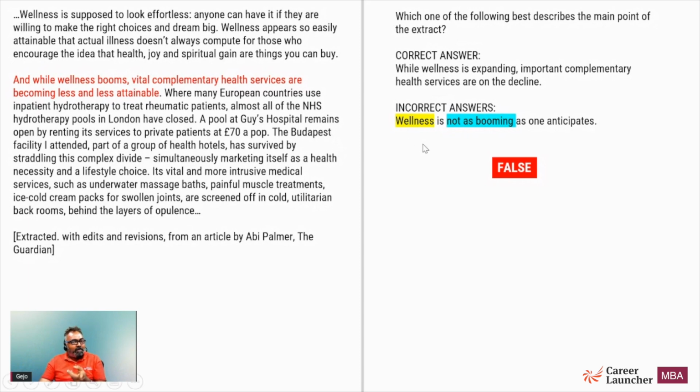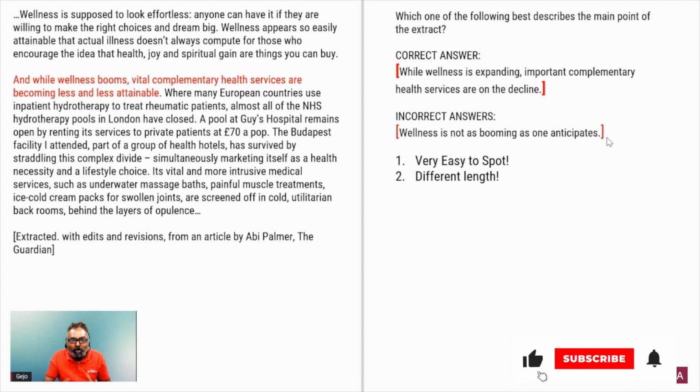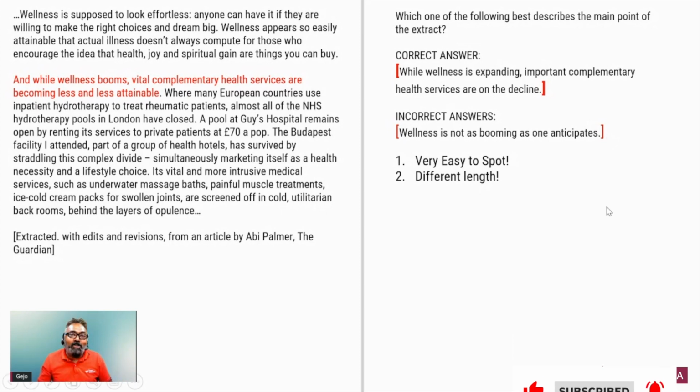There are other problems here. One is very easy to spot. Second, look at the length of the sentence of the correct answer and look at the length of the incorrect answer. That is too small. When the test taker is looking at the answer choices, one answer choice is short, other answers are long. No, we can't do that. We can't create a correct answer choice which is longer than the wrong answer choice, or vice versa. We have to ensure that these two answer choices are almost the same length.